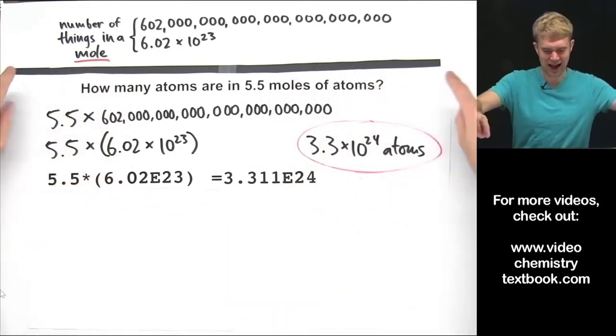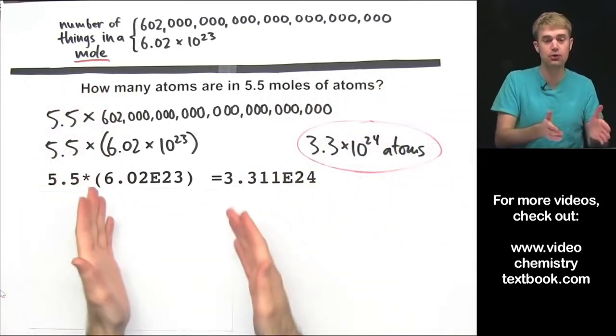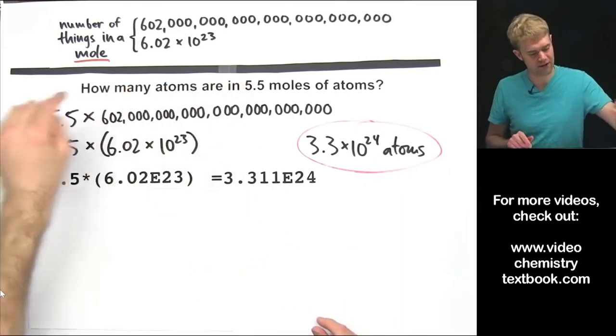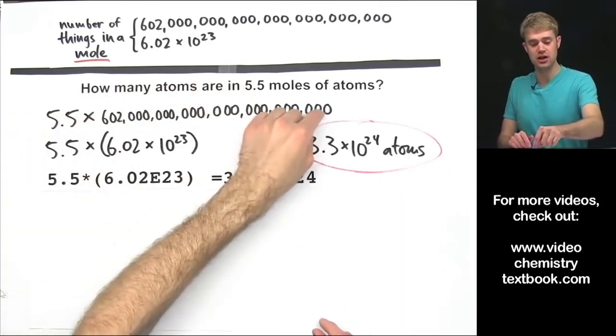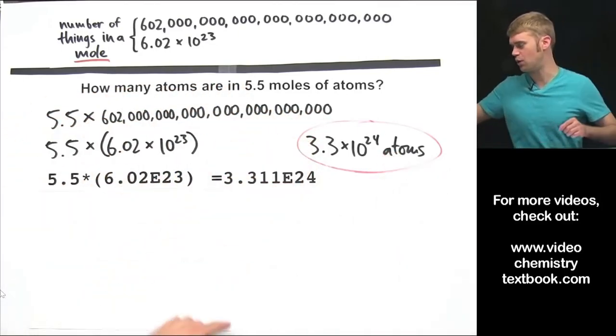Anyway, that is how we do this problem using a calculator, a sort of simple, straightforward method. We multiply 5.5 by the number of things in one mole, plug it into the calculator, and this is what we get.